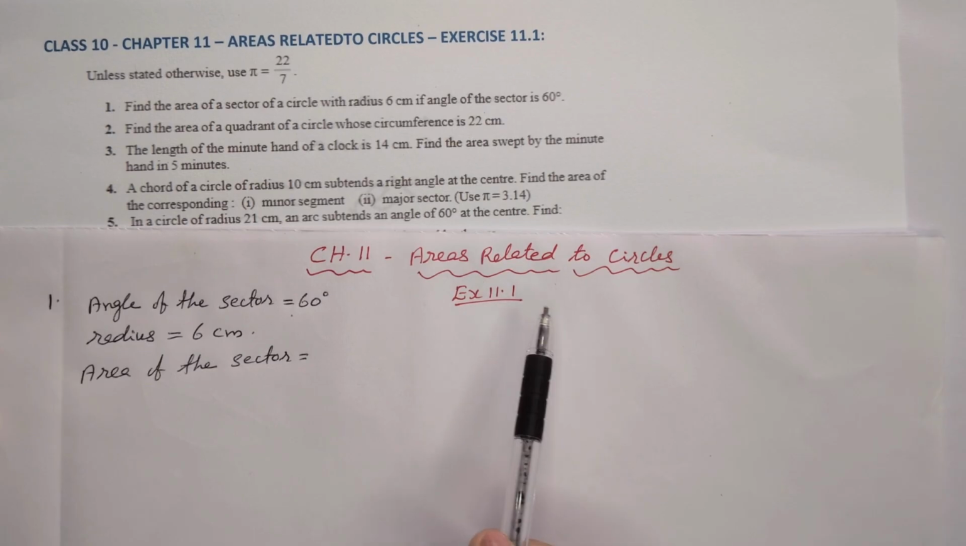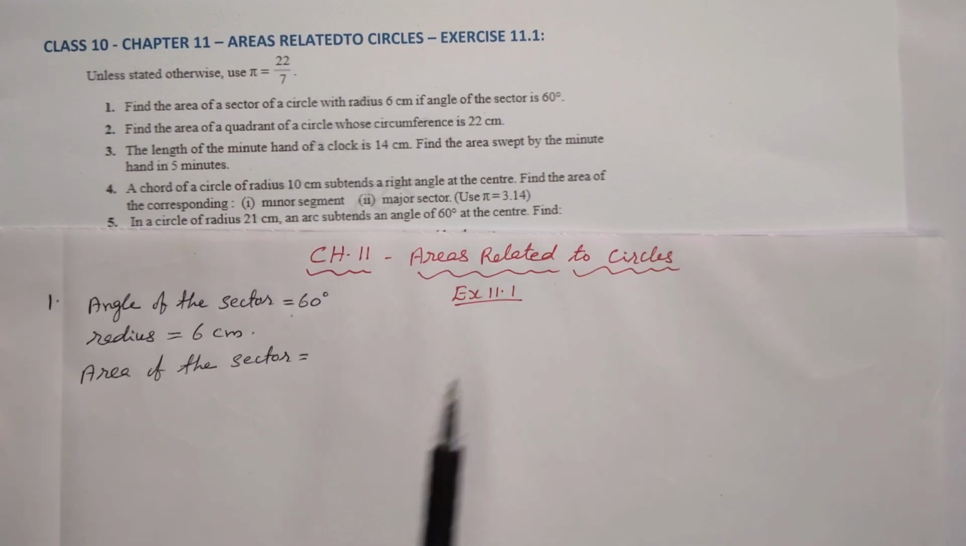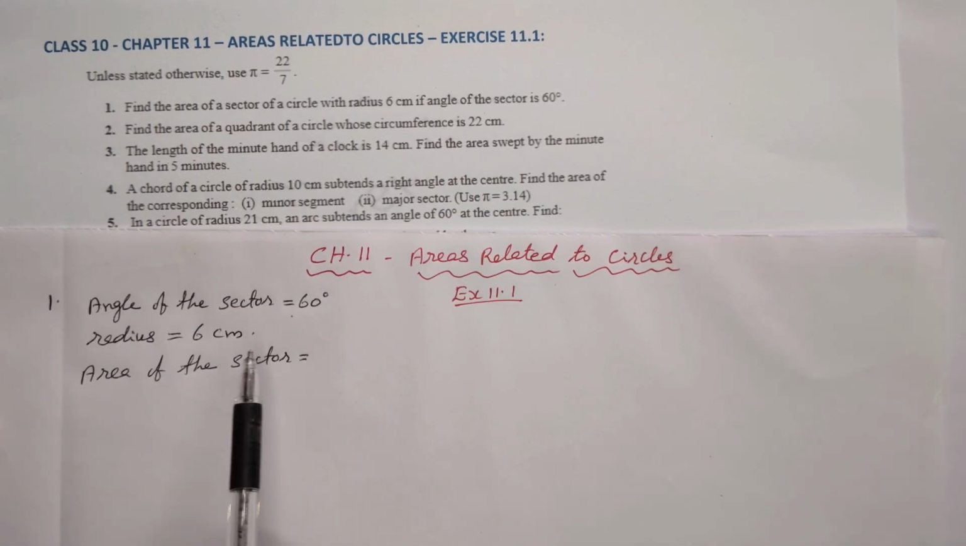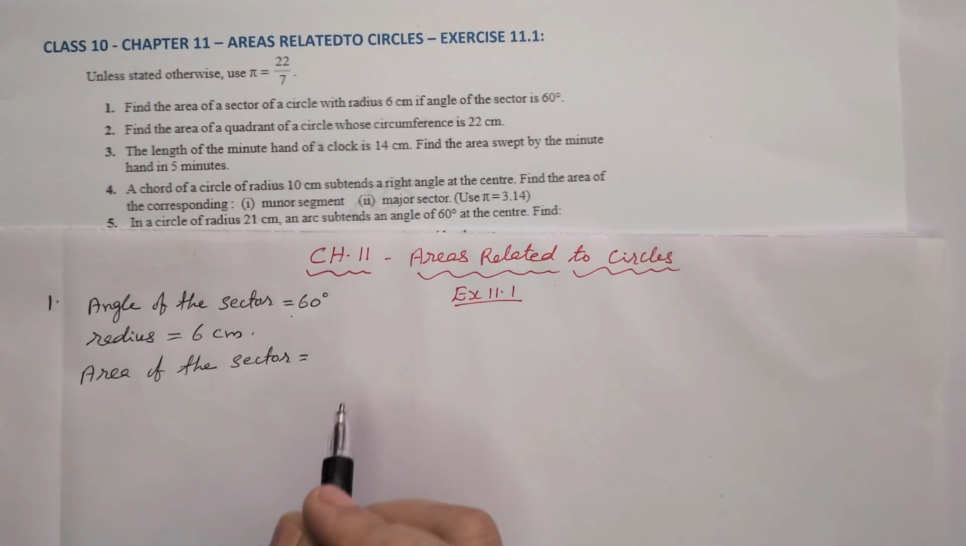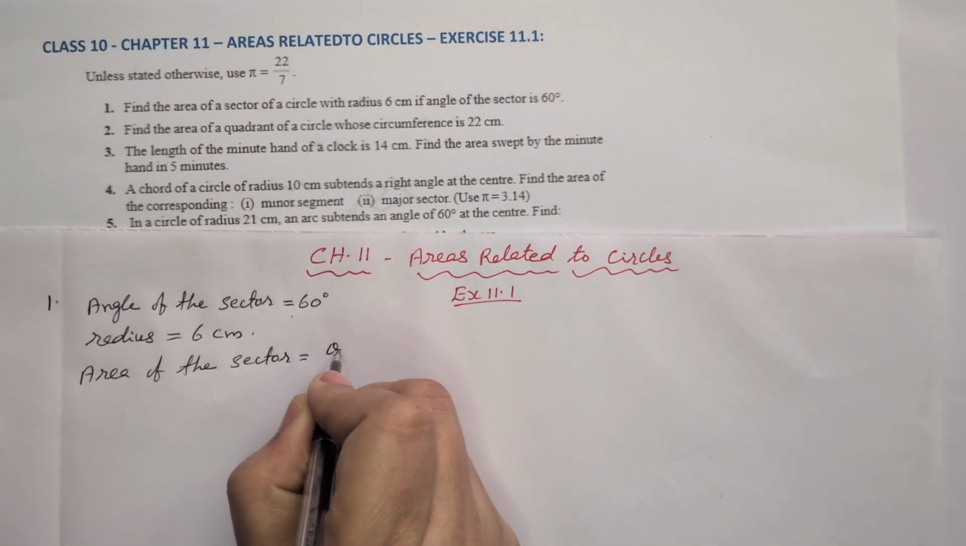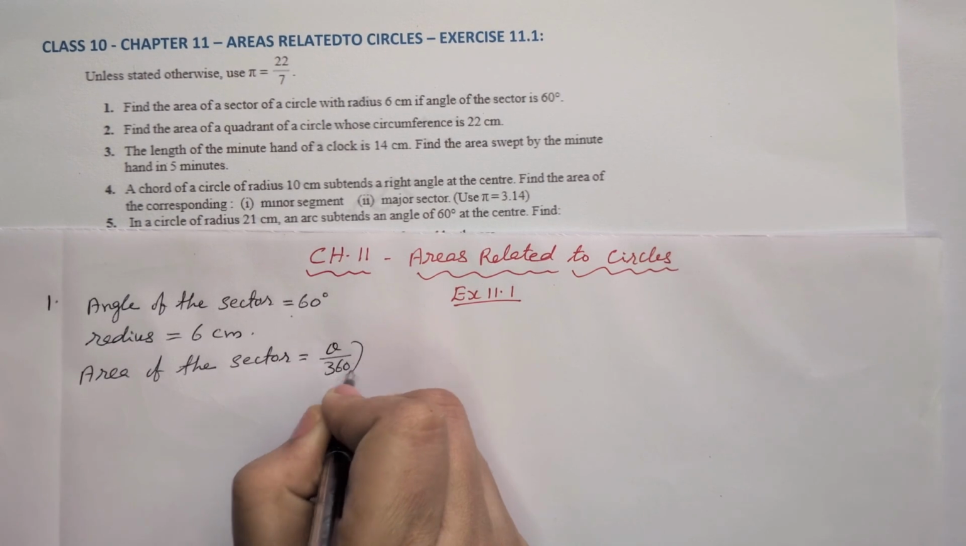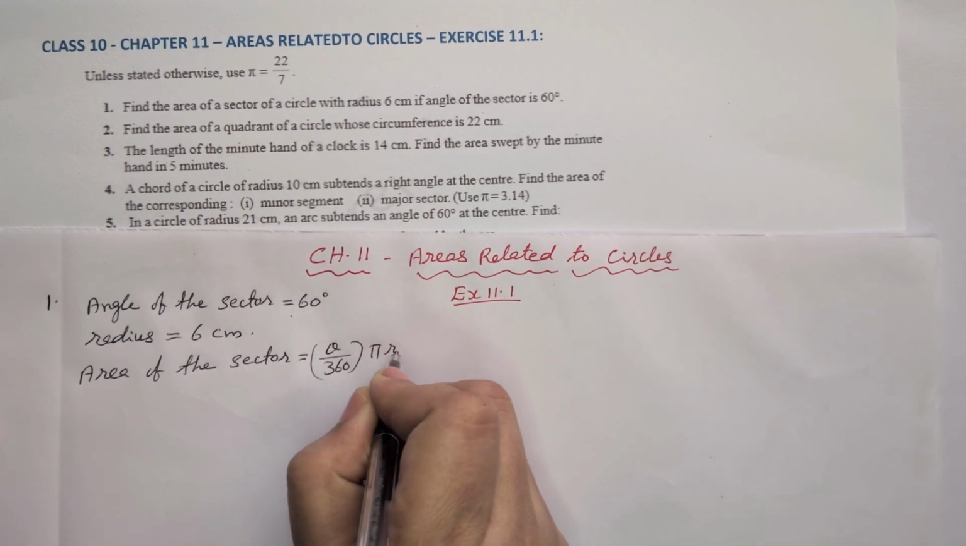Chapter 11, Areas related to circles. First exercise, question number 1. Find the area of a sector of a circle with radius 6 cm and angle of the sector 60 degrees. We know that the area of the sector is equal to theta by 360 into pi r square.